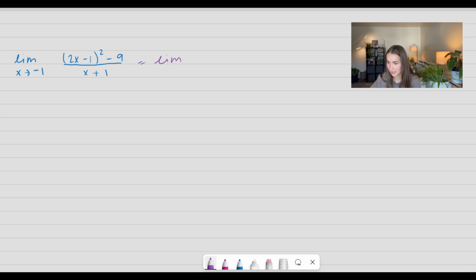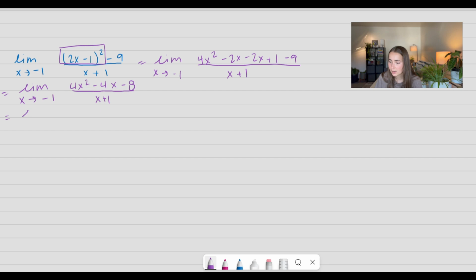I get the limit as x approaches negative 1. I'm going to go ahead and FOIL out this guy. So I get, let's go ahead and simplify the top a little bit. Limit as x approaches negative 1. I'm going to try to make this look a little nicer, and I'm just going to go ahead and pull out a positive 4 from the numerator, so I get x squared minus x minus 2. I try to make the number in front of the x squared equal to 1 as much as possible, because I just think it's nicer for myself.